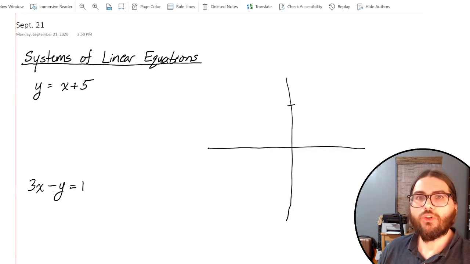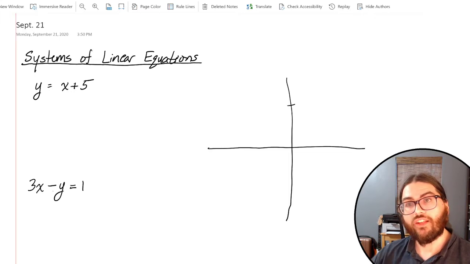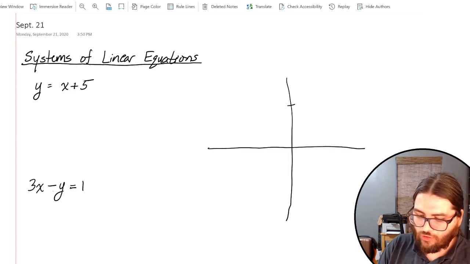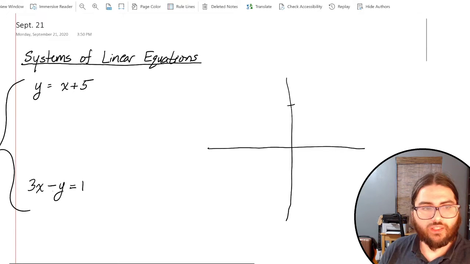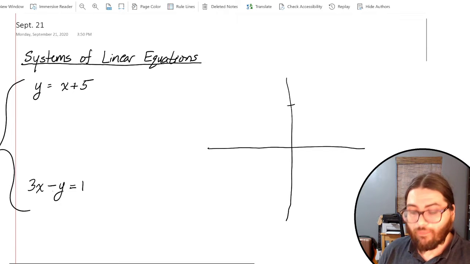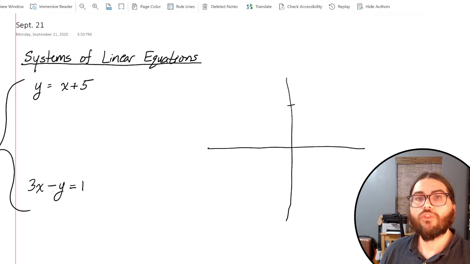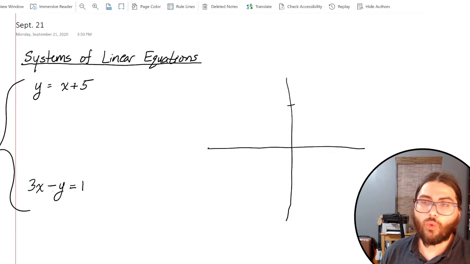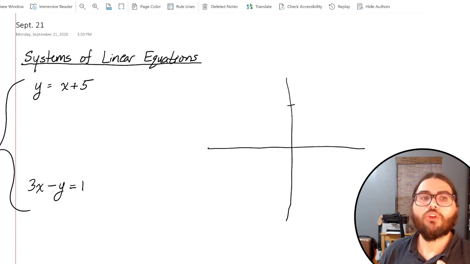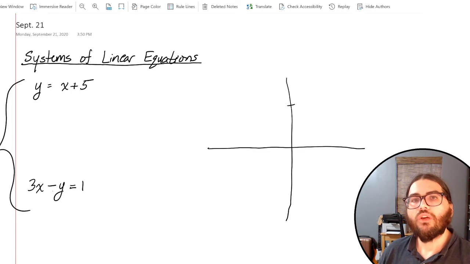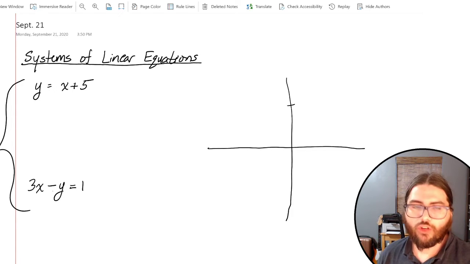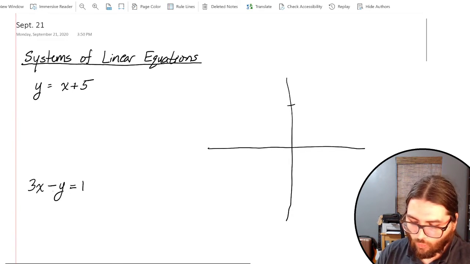And a system of linear equations is just that. That is a bunch of linear equations put together, using a big squiggly bracket. What that means is that I'm not just looking for the solutions of any one equation in the system. I'm looking for the solution which solves all the equations in the system at once.